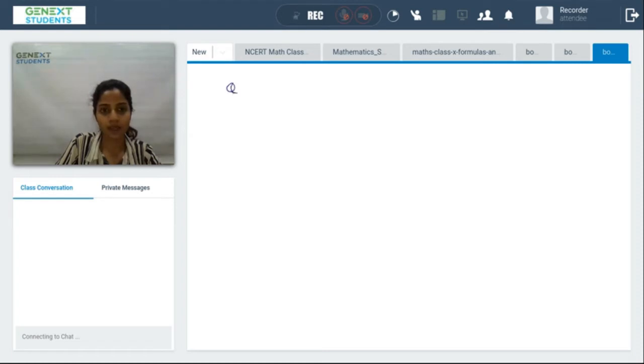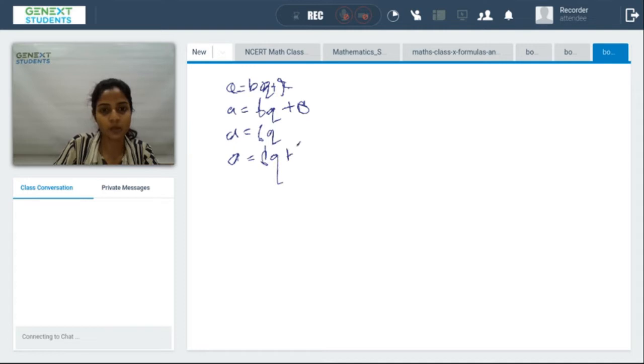Now what we'll do is a equals b q plus r. We'll be adding different values of r, I'm sorry. Okay. So in the first case, we'll put a equals 6q plus 0. So a will be equal to 6q. Next, we'll be taking a equals 6q plus 1. There we'll be squaring both the sides. Yeah, so 6q plus 1.